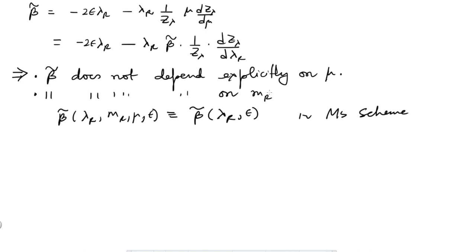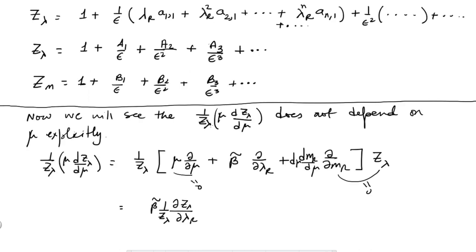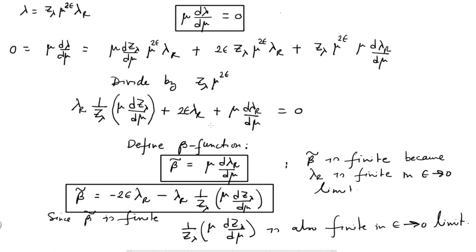And the beta function is telling you how lambda r, the renormalized coupling constant, changes when you change mu. So as of now, I have concluded that the beta function is independent of mu and m r and is dependent only on lambda r and epsilon. And I can also calculate that, because here beta tilde can be calculated once you know z of lambda, because you just take these derivatives.